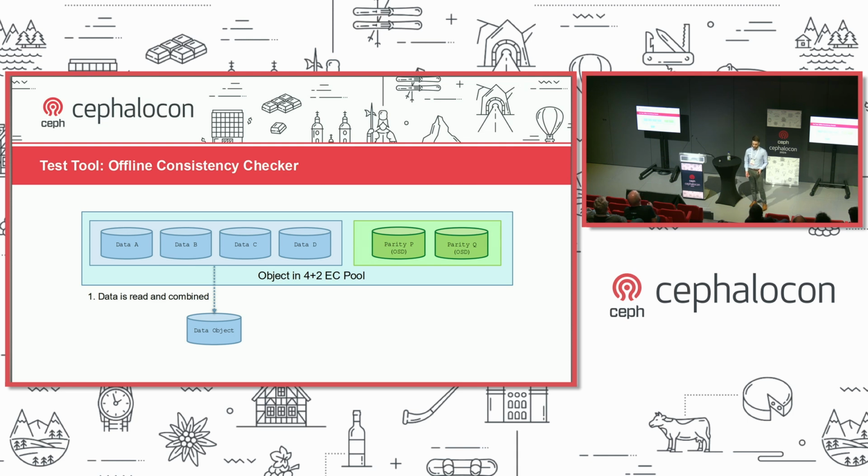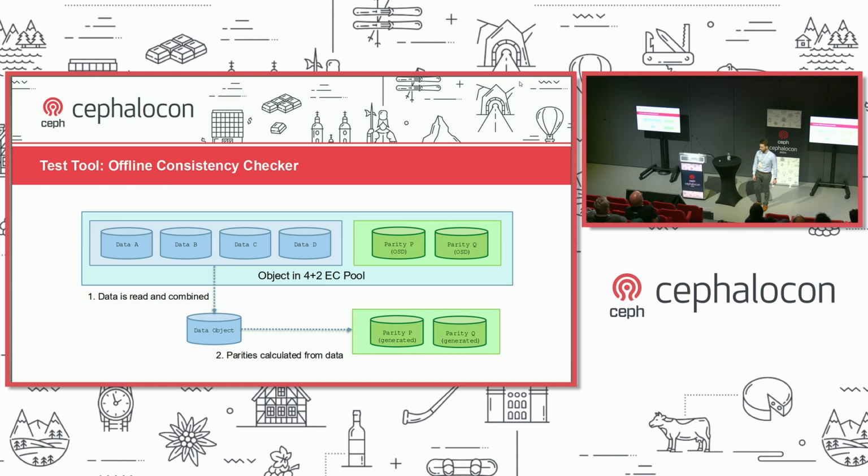We use the object store tool to read back all the data chunks and the parity chunks. We combine the data chunks together, so we have the full object. We then run that through the Erasure code tool to generate the parity chunks, and then we compare them to the data we've read off the OSDs. If they match, great, happy days. If they don't match, then it means we've got a problem. It means one of our enhancements has gone awry.